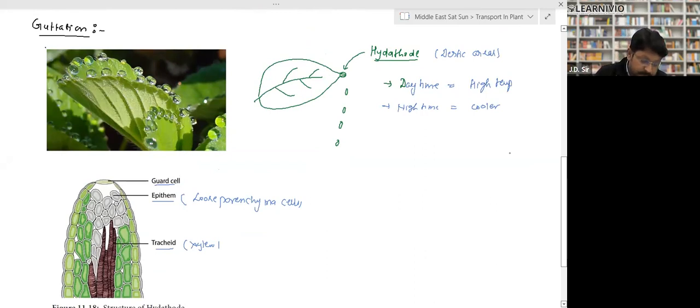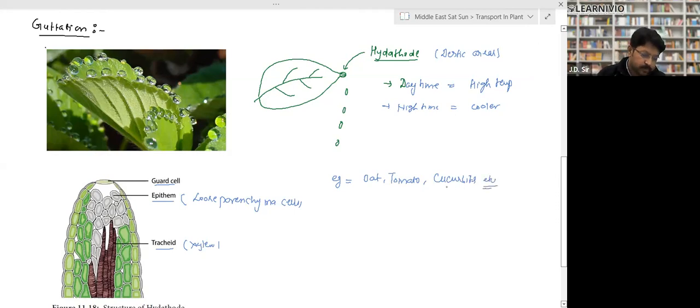And examples of those plants in which guttation actually takes place are oat, tomato, cucurbits. So these all are examples of guttation.